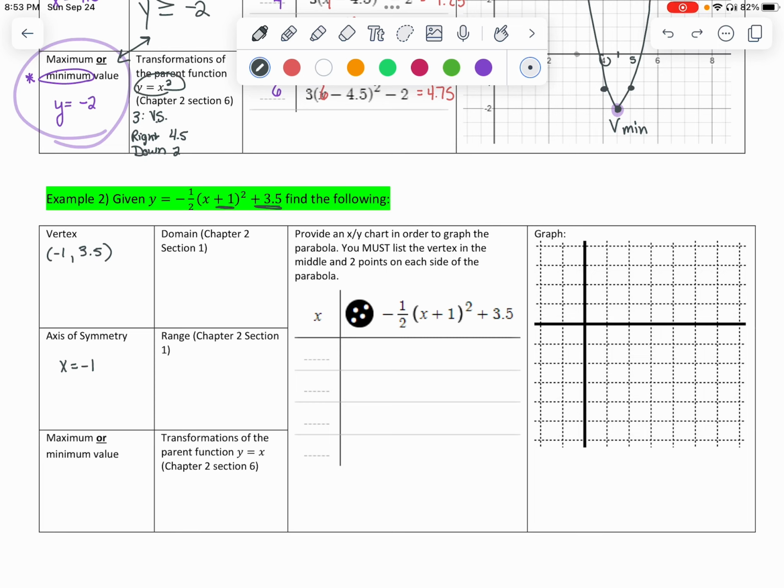All right, I am going to save for real. I'm going to put a circle here. I'm going to save that for the graph.